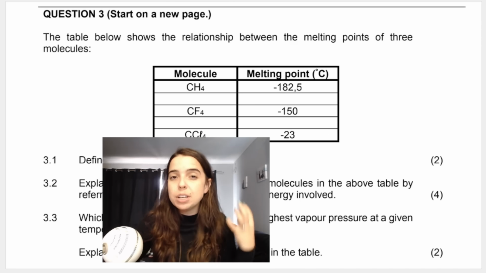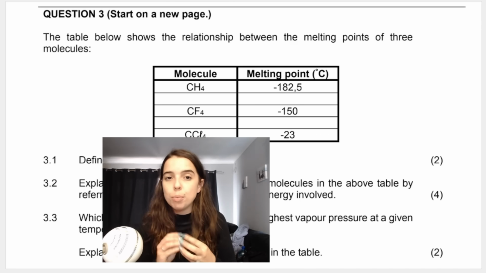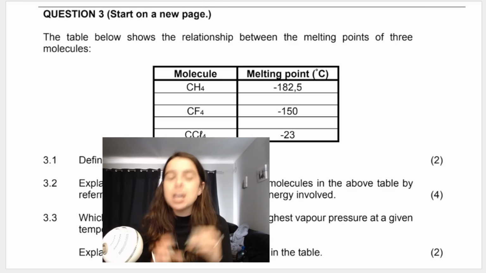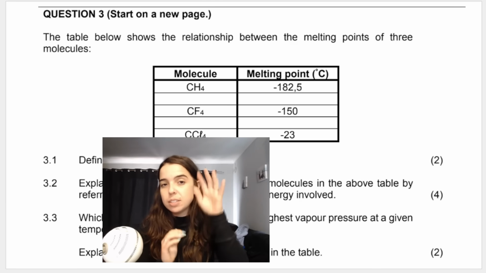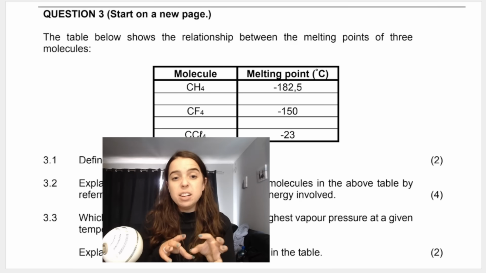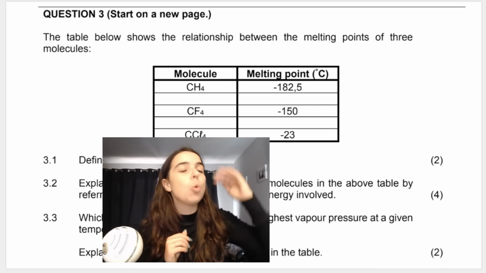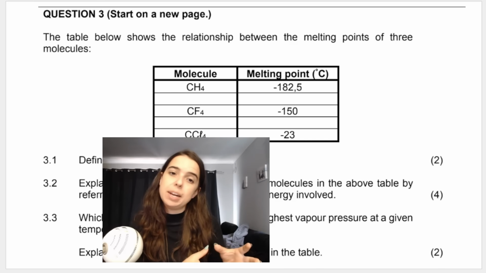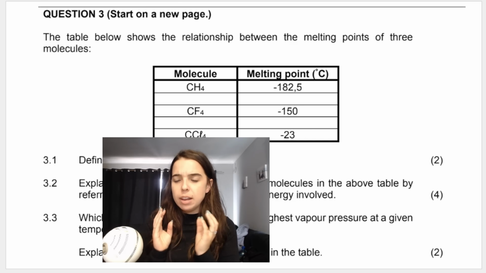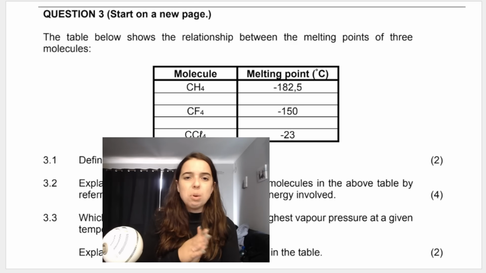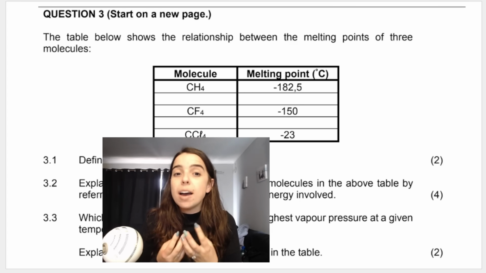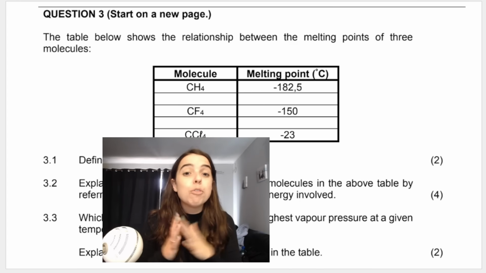If they have different intermolecular forces, say for example, one of them had hydrogen bonding and the other one had London forces, that could help us explain the differences in boiling points because London forces are weaker than all the others. So if the one is London forces and the other ones have stronger intermolecular forces, then you'll say, well, London forces are weaker, therefore it needs less energy to overcome the forces. That's why the melting point is lower, for example.